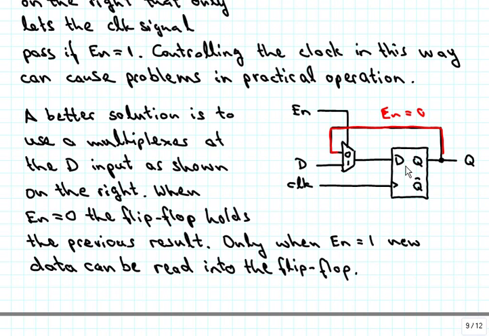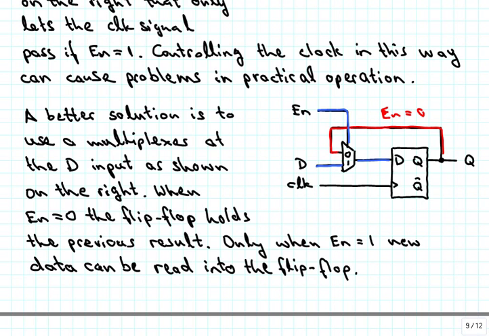And when enable goes high, then we would go through the D input of the multiplexer, and that gets passed on to the D input of the D flip-flop, and the D flip-flop will then read in whatever the D value is at the input of the multiplexer on the next positive edge of the clock. So this is a much more elegant solution, and it will lead to much fewer problems than the other one where we would try to control the clock.